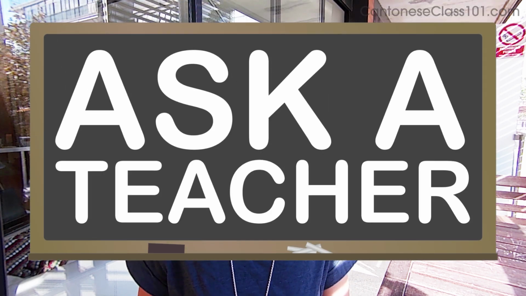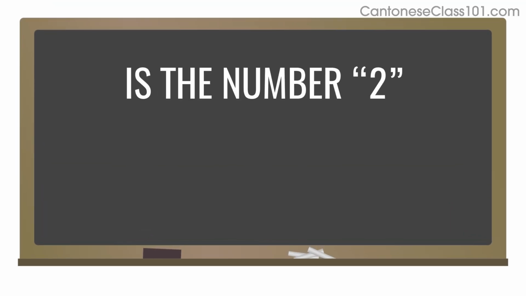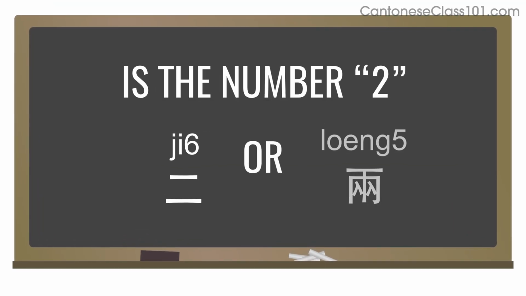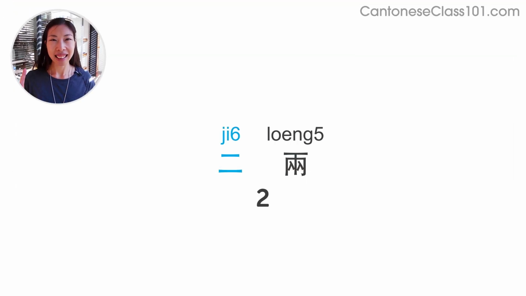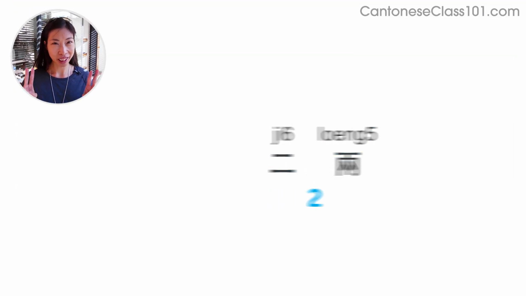Hi everybody, Olivia here. Welcome to Ask a Teacher, where I'll answer some of your most common Cantonese questions. The question for this lesson is the number 2: yi or loeng? Yi and loeng both mean 2.